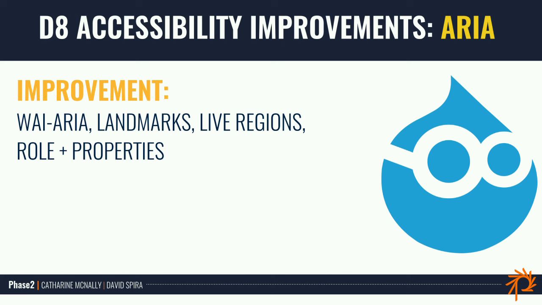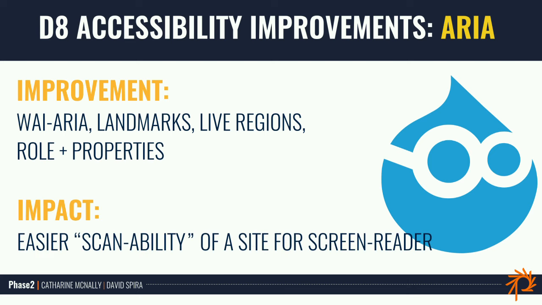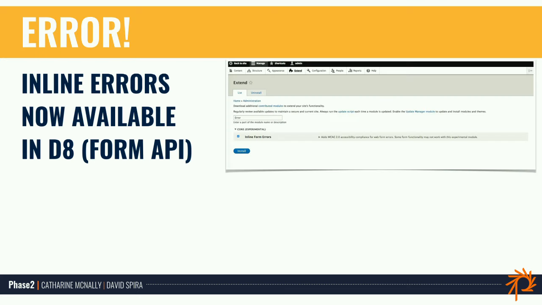Live regions mean you have updated content without the page load. An example of that would be error messages, or infinite scroll, or search results. And this makes it possible for the screen reader, with the proper structures in place, with Drupal announce, to understand that there's content refreshed on the page. Cool. Errors, my favorite part.